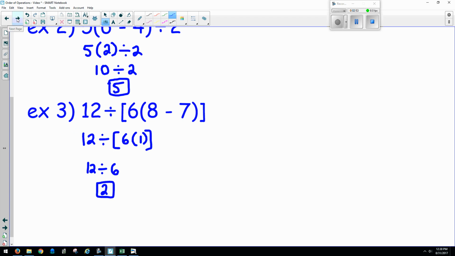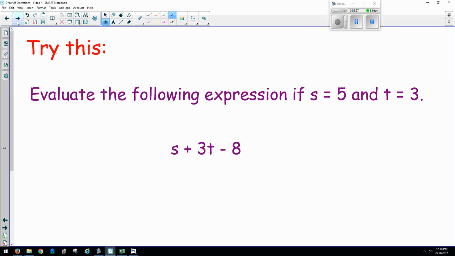I'm going to give you one example to try on your own that I haven't really shown you an example of, but I want to see what you can do with it. So try this and we'll continue with this in class.